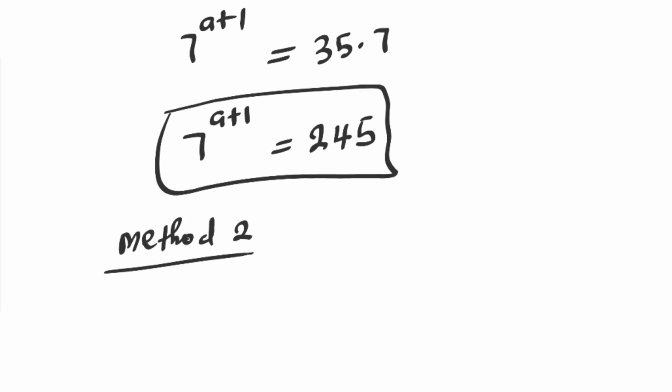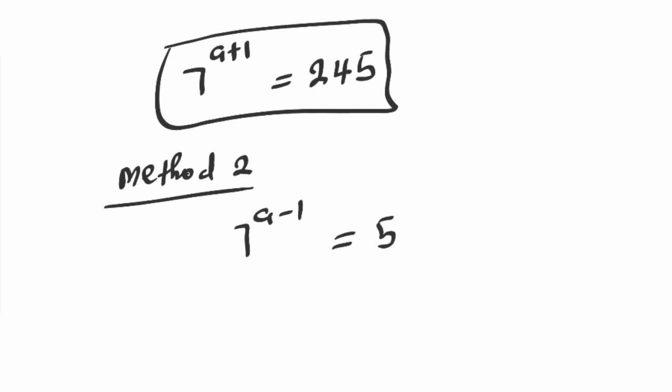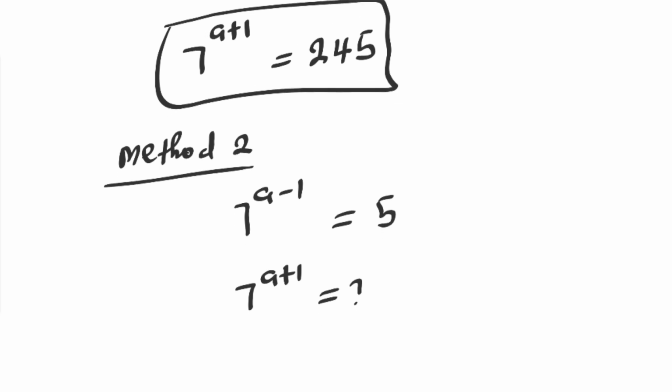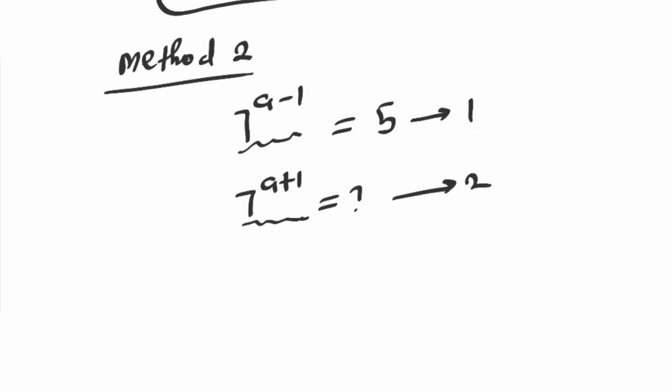We have the given nice math problem. 7 raised to power a minus 1 is equal to 5. And then 7 raised to power a plus 1 is what we are asked to find. Now, 7 raised to power a minus 1 is equal to 5. Let us call this 1. And 7 raised to power a plus 1 is unknown. Let us call this 2. So we want to match these two together so that the whole of this will be equal to this.